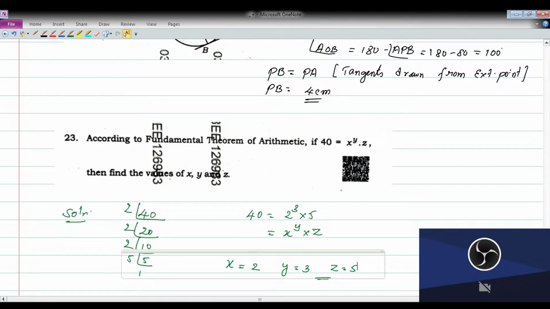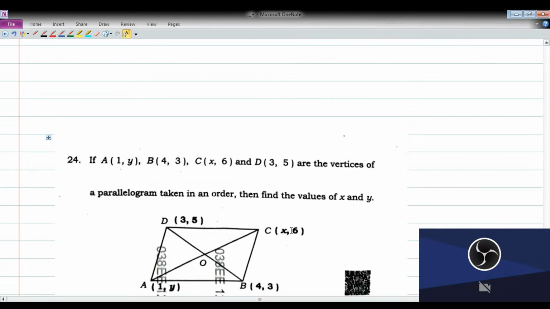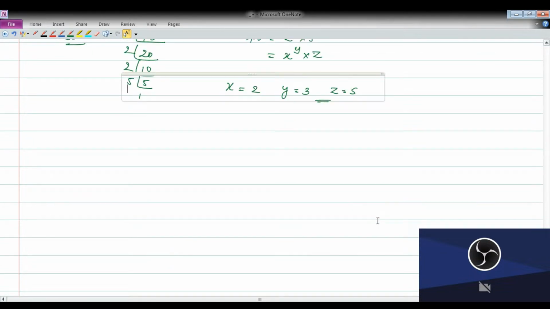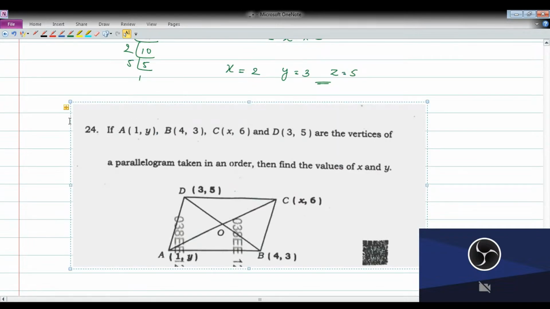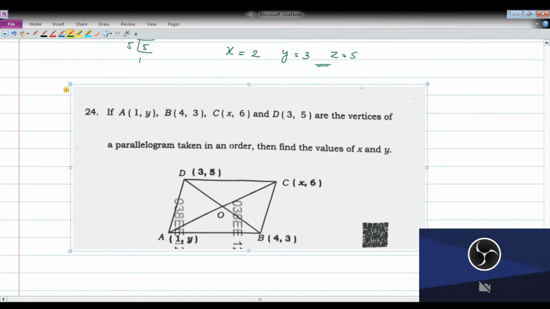Now I'm going to take the last question in this part, that is from the chapter coordinate geometry. We got similar kinds of questions in the preparatory exam also. Now I'm going to take question number 24 here. The question is: 1 comma y, 4 comma 3, x comma 6 and 3 comma 5 are the vertices of the parallelogram taken in an order. Find the values of x and y. I need to find out the values of x and y.